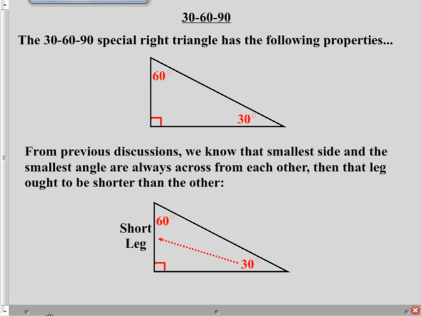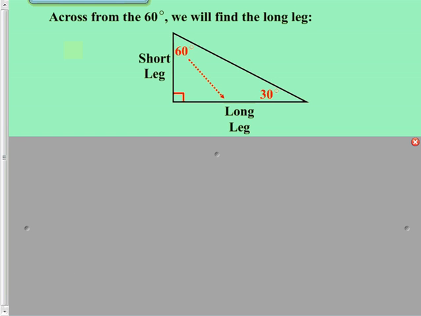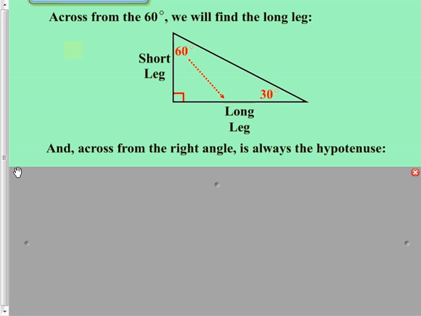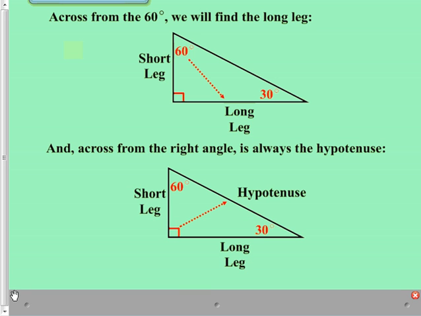Okay, so across from our 30-degree angle is what we're going to call the short leg. He is the short leg because he's across from the smaller of the two angles across from the legs. Okay, so mark short leg in your picture. We are also going to have a long leg in our triangle. He is going to be across from the 60-degree angle. Okay, so mark that one in your picture as well. And of course, we still have our friend, the hypotenuse, and he is always across from our right angle. So please mark that one in our picture as well.